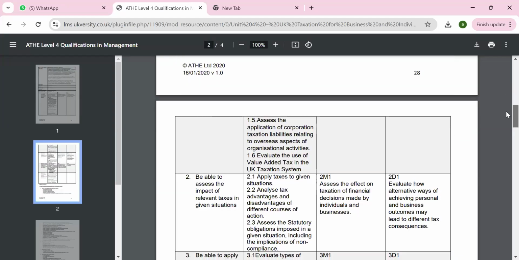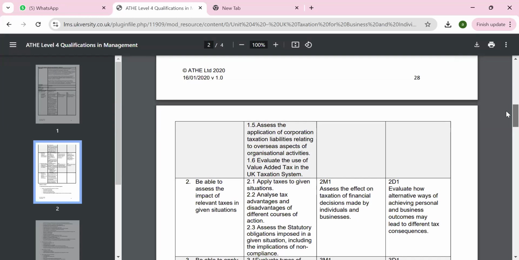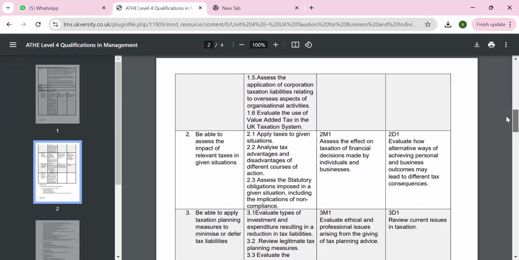Then we have LO2. We discuss the impact of relevant tax in a given situation. That's your LO2, which we look at in our assignment brief. Of course, it's good to work toward the merit or distinction criteria if you want to achieve them. If you just want to pass, these are the pass criteria. So please, we need to focus.